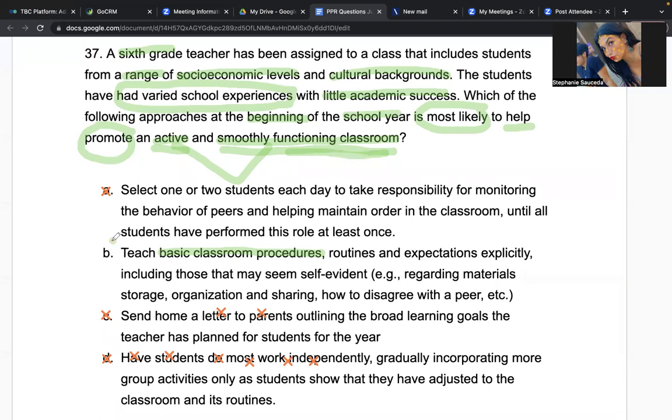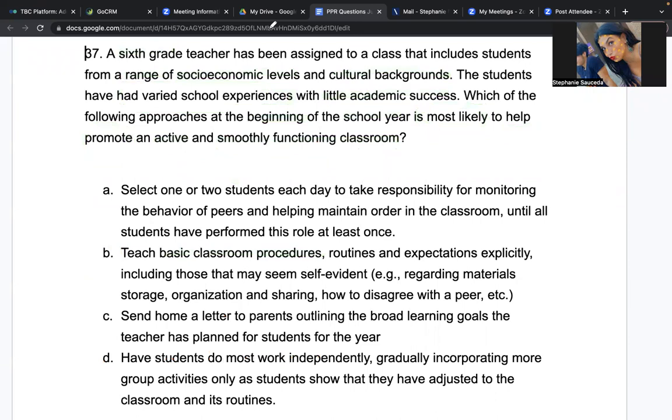So B is the correct response: giving them explicit instructions, routines, and models regarding material storage, organization, sharing, even how to disagree with a peer, so that you can have group activities. And this will more than likely promote active and smooth functioning in the classroom, but it also has to be consistent. It can't just be a one-time thing. These have to be things that are reinforced, that are modeled, and that are explained.